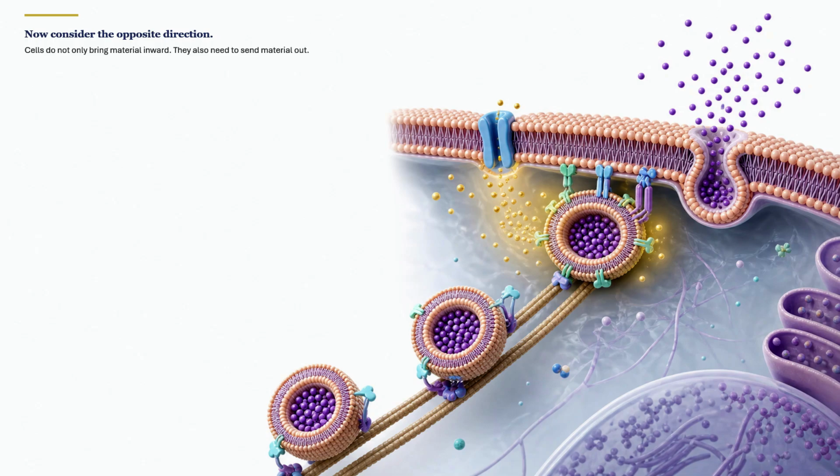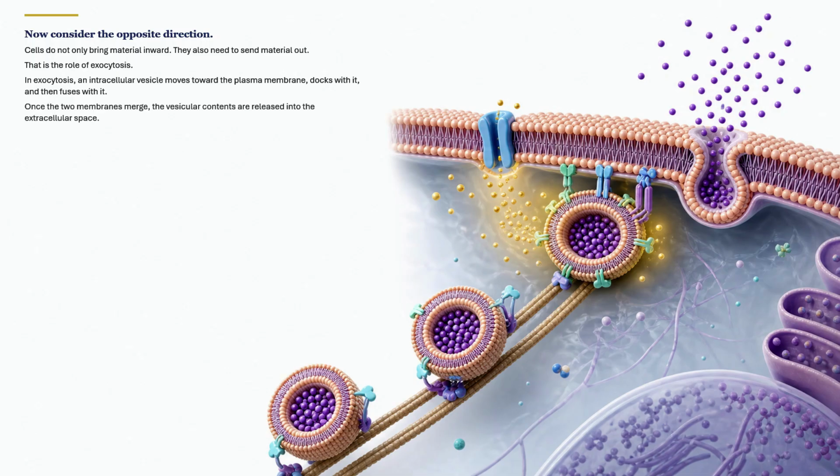Cells do not only bring material inward, they also need to send material out. That is the role of exocytosis. In exocytosis, an intracellular vesicle moves toward the plasma membrane, docks with it, and then fuses with it. Once the two membranes merge, the vesicular contents are released into the extracellular space. This is how endocrine cells secrete hormones, how neurons release neurotransmitters, and how glandular cells release enzymes and other proteins.